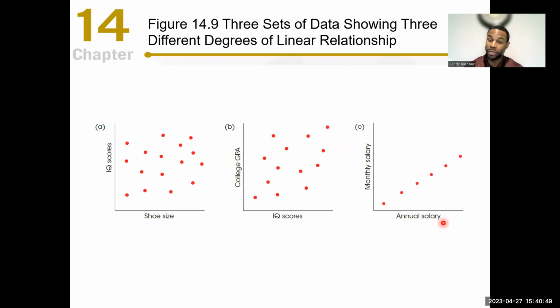And then your annual salary and your monthly salary, that is a perfect positive correlation. Again, your monthly salary is directly tied to your annual salary. Positive correlation, positive.